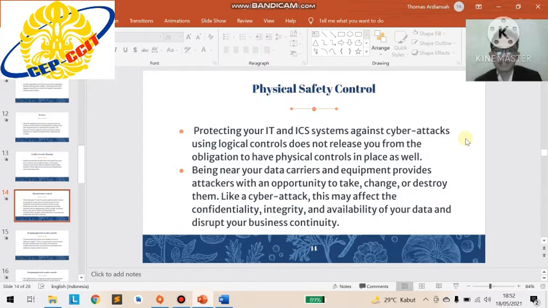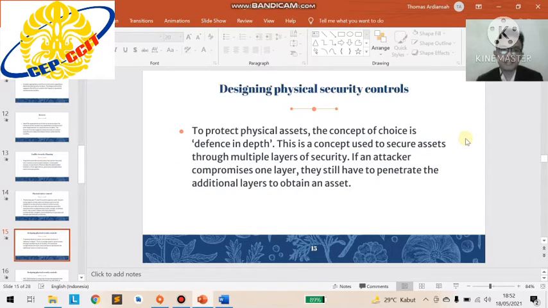And this is critical physical control. Protecting your IT and ICS systems against cyber attacks using logical control does not release you from the obligation to have physical control in place as well. Unprotected data carriers and equipment provide an attacker with an opportunity to take, change, or destroy them like a cyber attack. This might affect the confidentiality, integrity, and availability of your data and disrupt your business continuity.